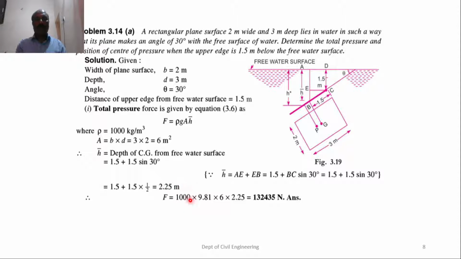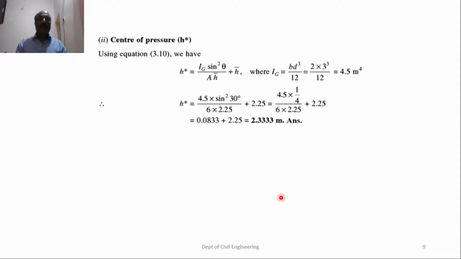Then the total force is rho g into area into H bar, so 1000 into 9.81 into 6 into 2.25, which is 1,32,435 Newton.